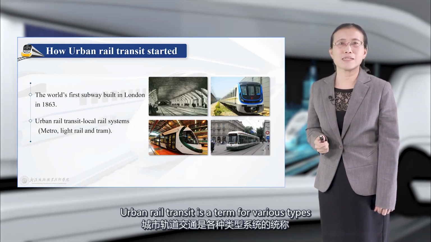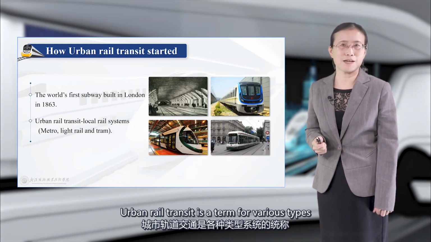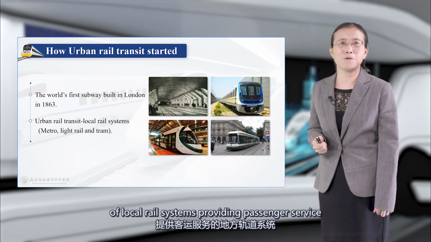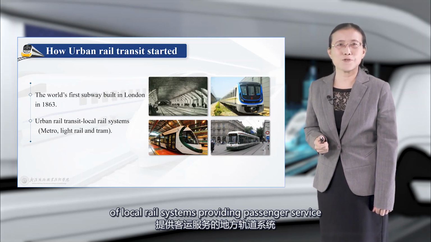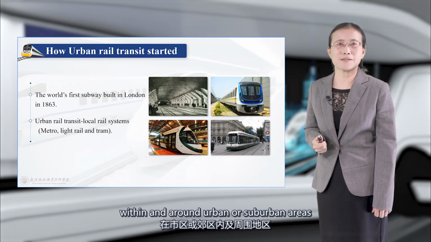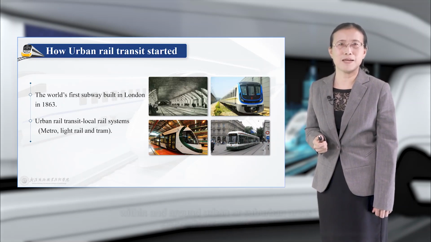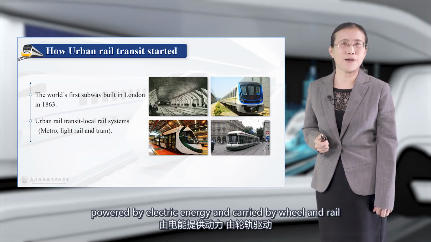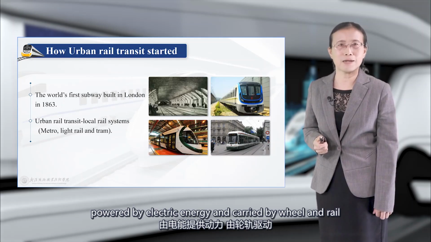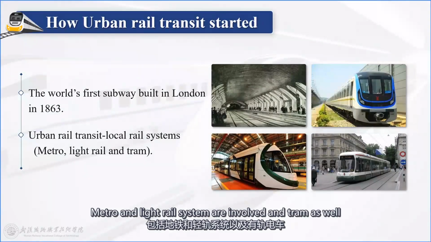Urban rail transit is a term for various types of local rail systems, providing passenger service within and around urban or suburban areas, powered by electric energy and carried by wheel and rail. Metro and light rail systems are involved, and tram as well.